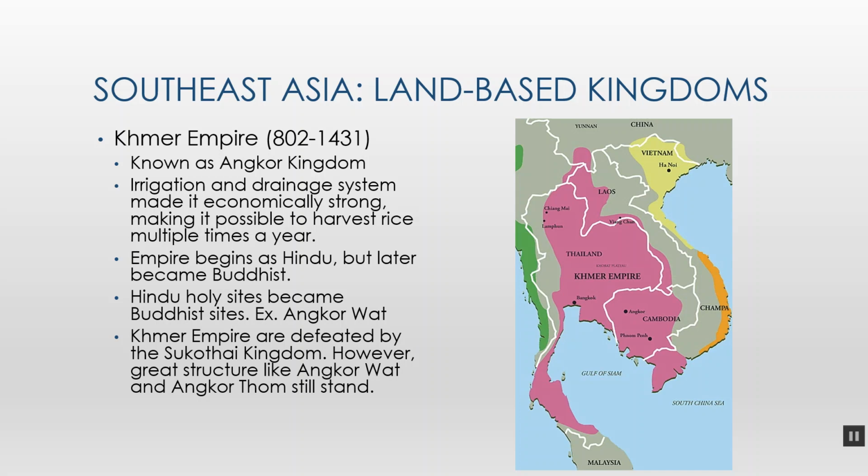However, later it becomes once again Buddhist. So we kind of see that pattern where Hinduism flourishes for a while in Southeast Asia. However, Buddhism slowly overtakes it in Southeast Asia. Hindu holy sites became Buddhist sites. An example of that would be Angkor Wat. And then the Khmer Empire was defeated by the Sukhothai kingdom. However, great structures like Angkor Wat and Angkor Thom still stand. And that's pretty much it.